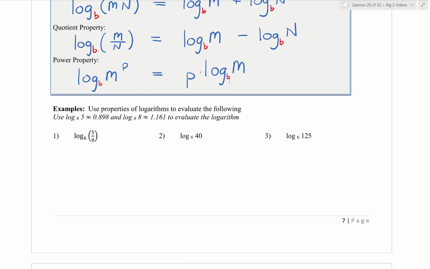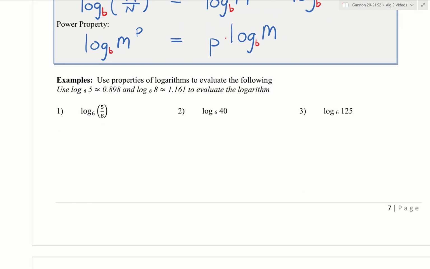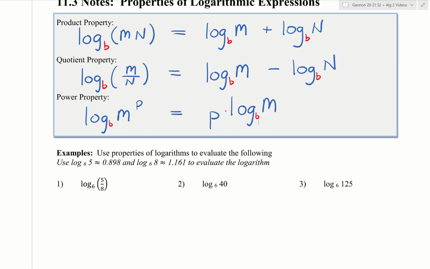All right, now some other examples that we can use. It says use properties of logarithms to evaluate the following. So we want to use the fact that the log base 6 of 5 is about 0.898, and log base 6 of 8 is about 1.161. We want to use those facts to evaluate the logarithms. So the first thing I have is log base 6 of 5 divided by 8. So hopefully what you recognized is that this is log of a quotient. So we're going to go ahead and apply the quotient property right here.